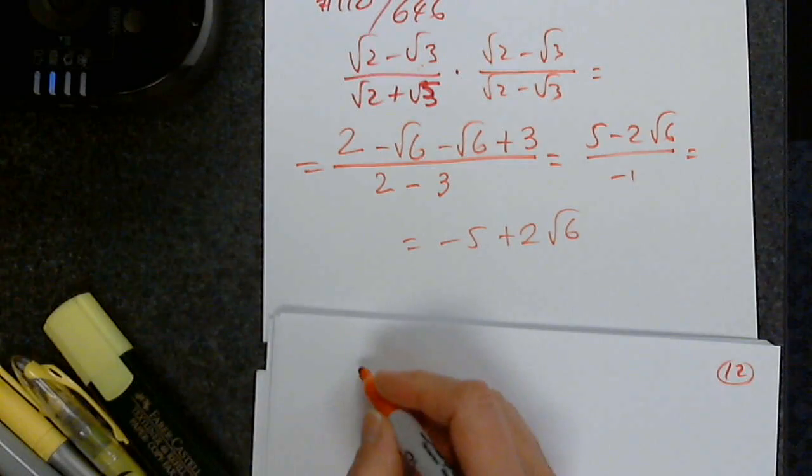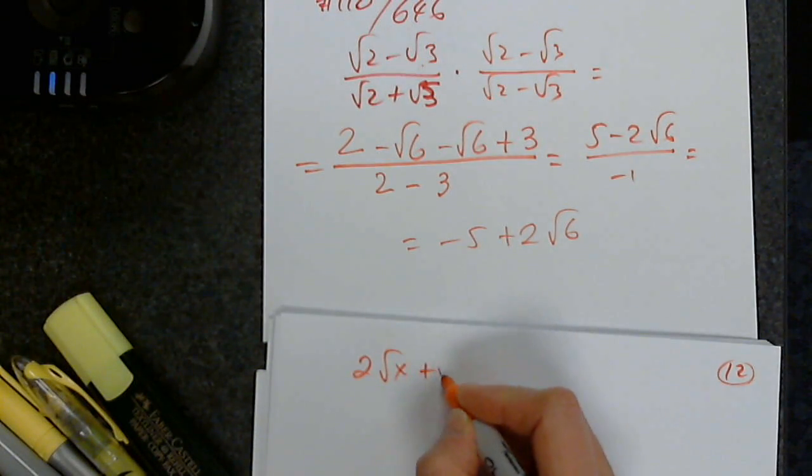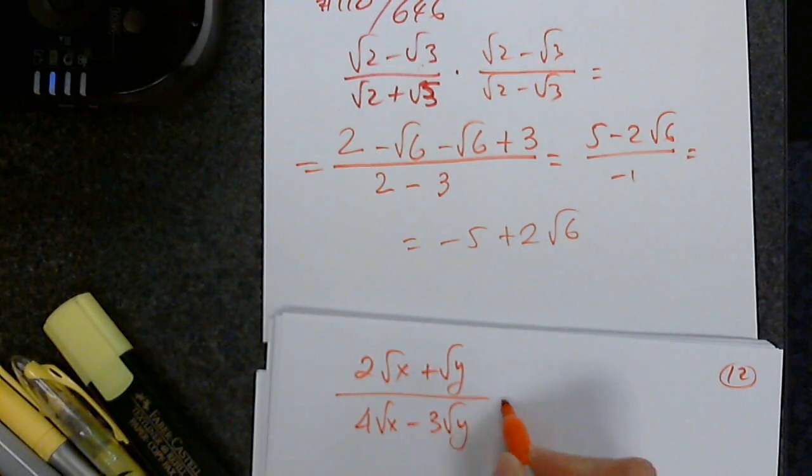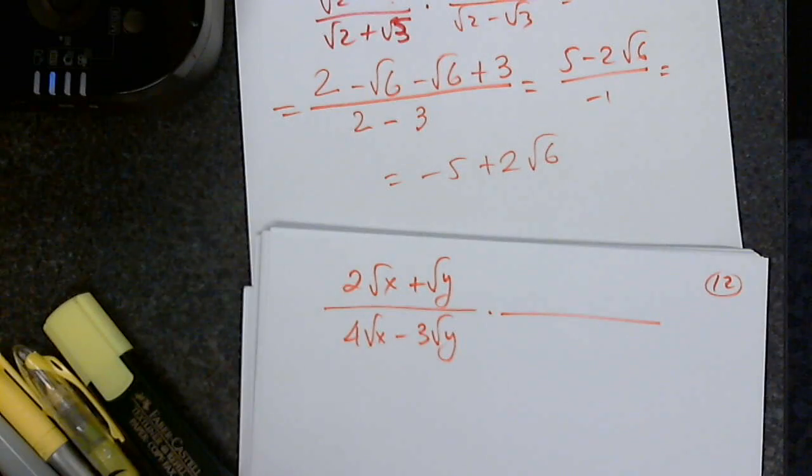Okay, good. 2 the square root of x plus the square root of y divided by 4 the square root of x minus 3 the square root of y. Okay, 1 minute.